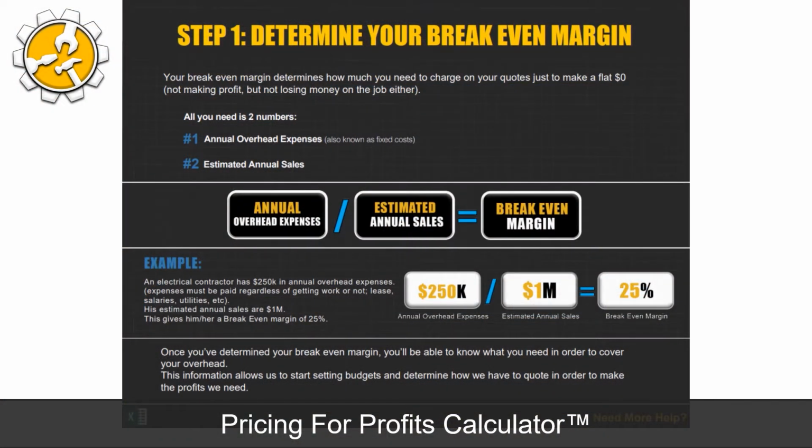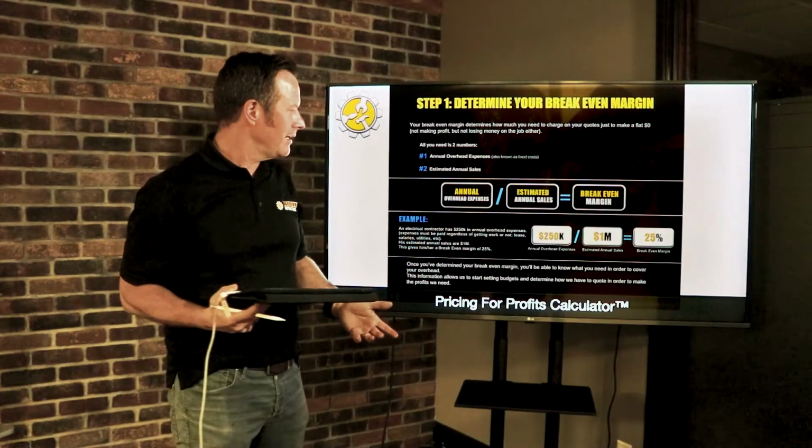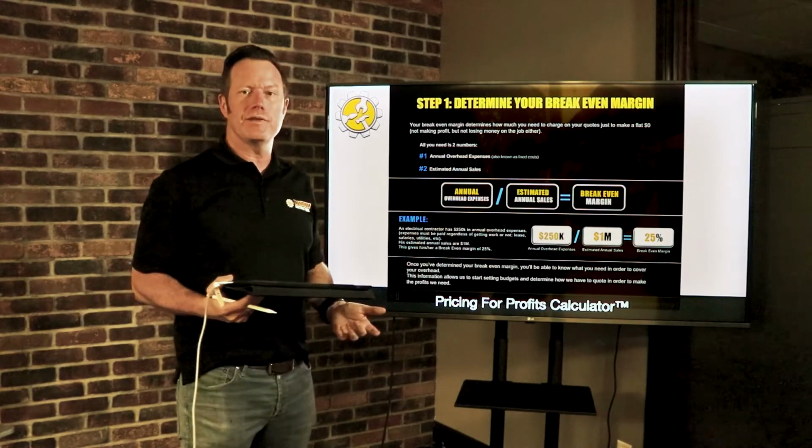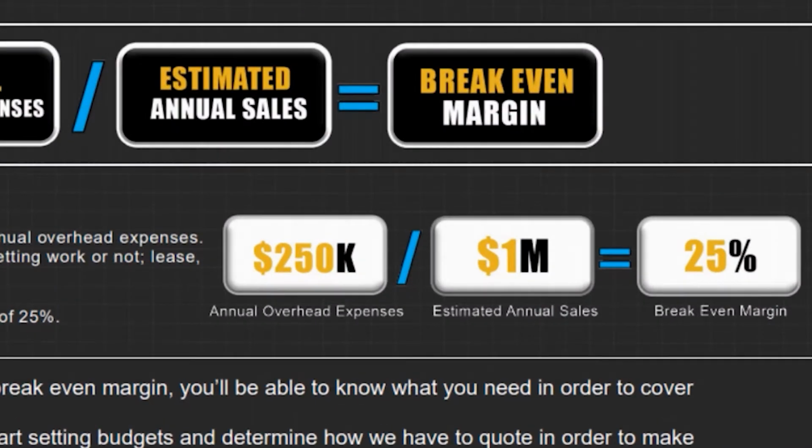So in this example, guys, we're putting some numbers into it. We have $250K of fixed expenses, right? Some people call them overhead expenses. Don't get confused by it. You can call it overhead or fixed. Basically, they're the expenses that you got to pay whether you get work or not, okay? So in this company's example, $250K in fixed expenses. Their estimated annual sales is $1 million.